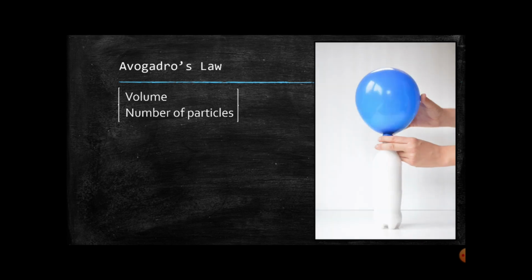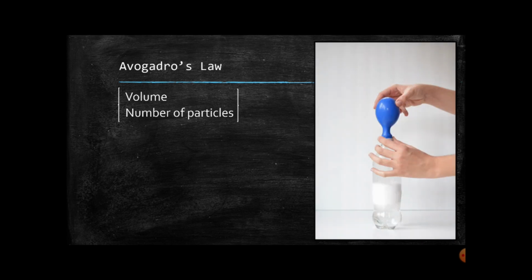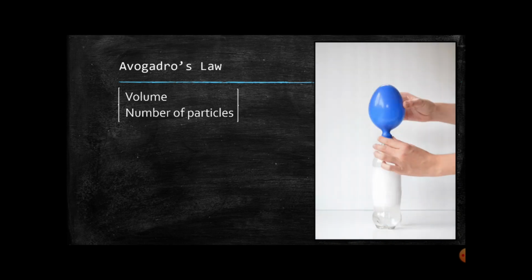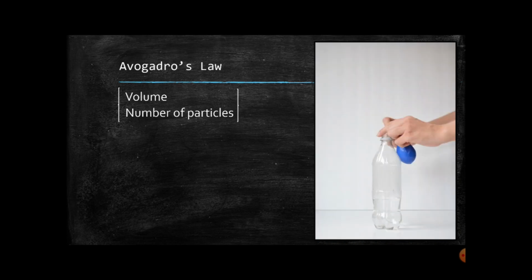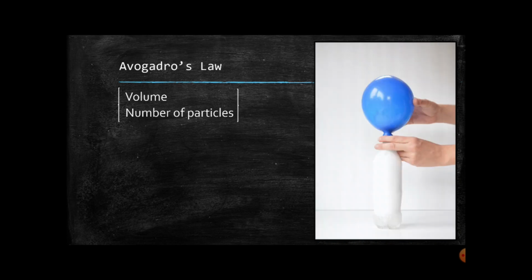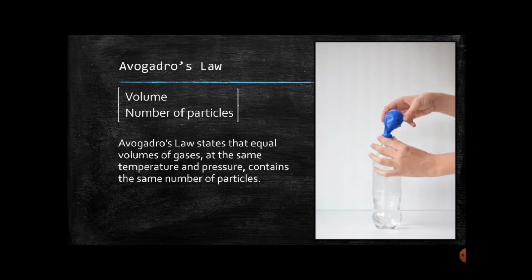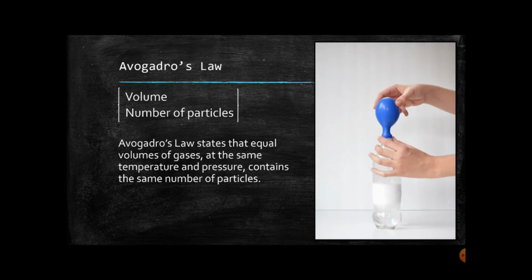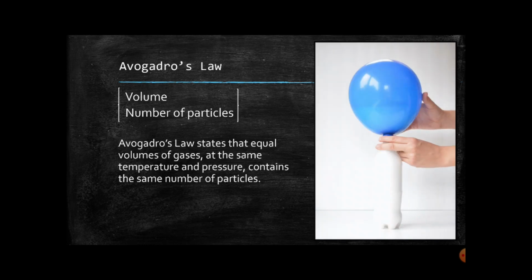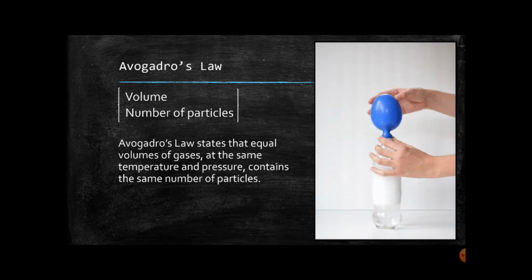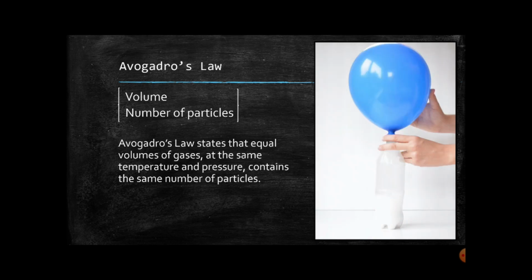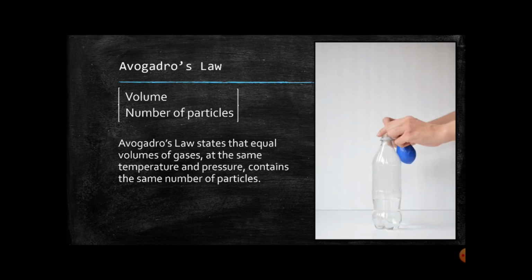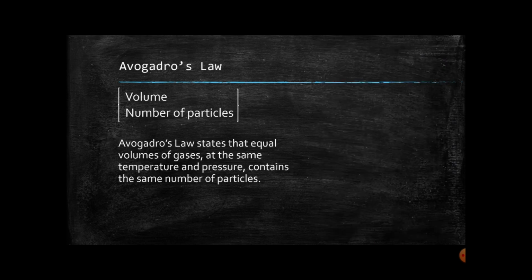If, for example, we inflated a balloon, once we blow into the balloon, the number of particles increase. We're adding more air particles to the balloon, which is why the volume of the balloon would increase. Avogadro's law states that equal volumes of gases at the same temperature and pressure contain the same number of particles. This means that if we keep the temperature and pressure constant, a certain volume of any gas will always contain the same number of particles.